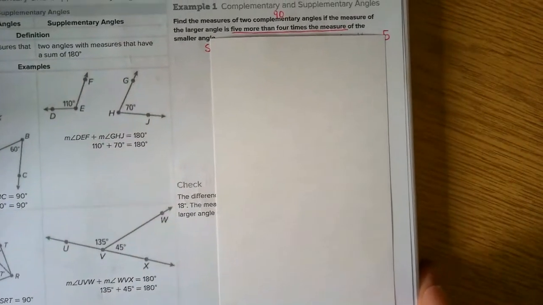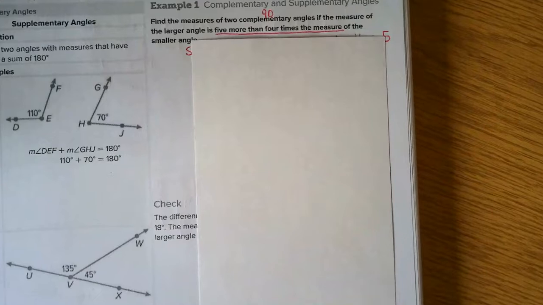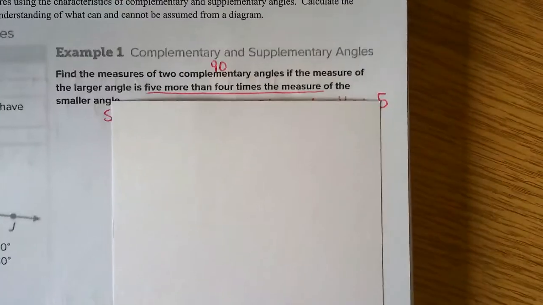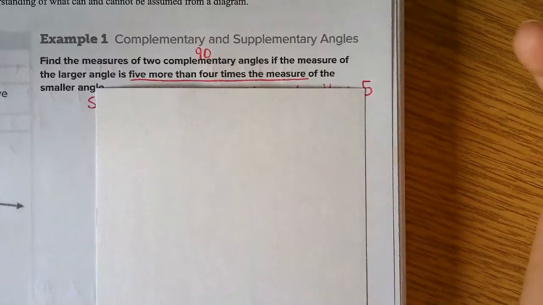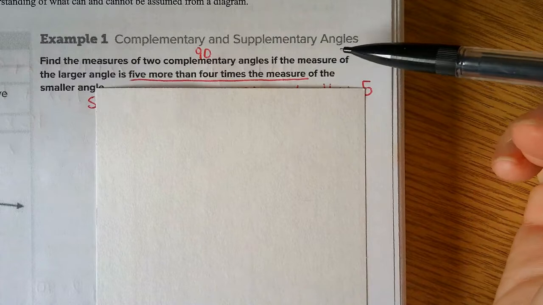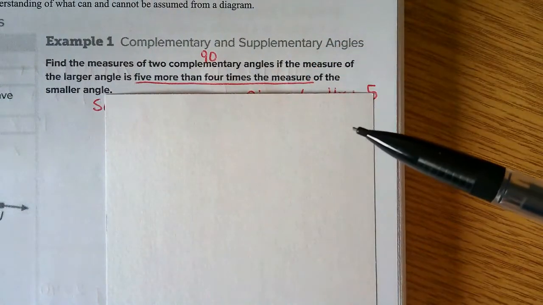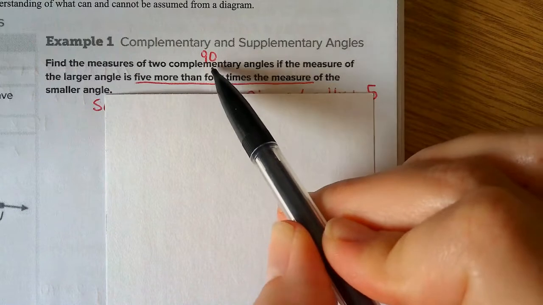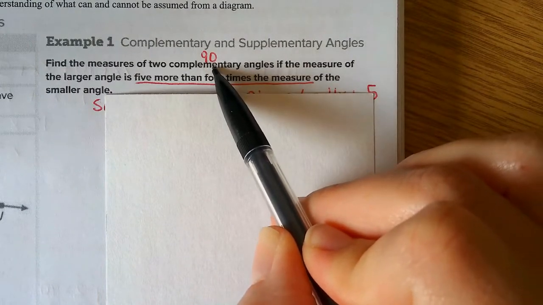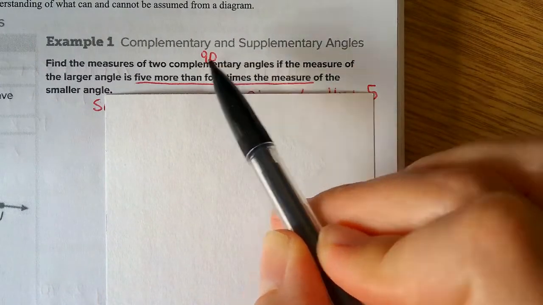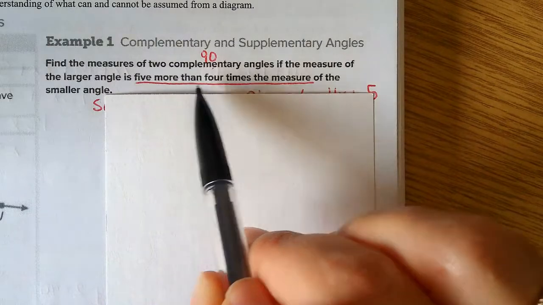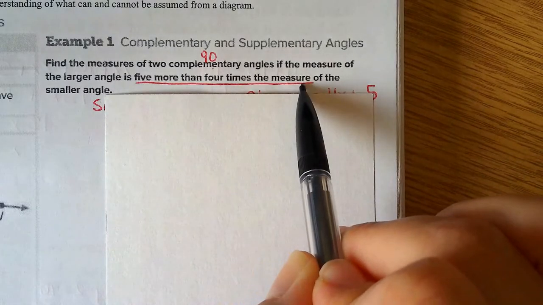So let's use that information over here. In example 1, it says find the measure of two complementary angles if the measure of the larger angle is 5 more than 4 times the measure of the smaller angle. The first thing I noticed is the keyword complementary. That means they have to add to 90. Then I see them using a word phrase that they want me to change into symbols.